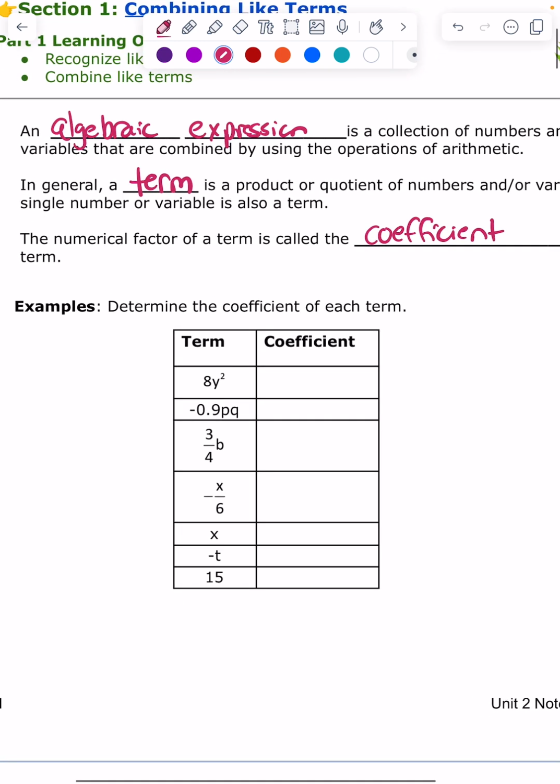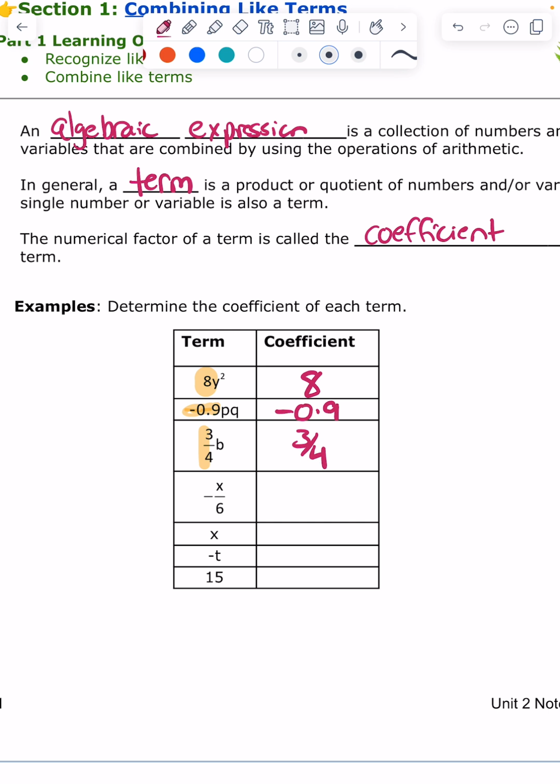And we have a table here, and we have some terms and we want to determine the coefficient. So I'm going to grab my highlighter here. So on 8y squared, the 8 is my coefficient. So I'm just going to write an 8 here. In negative 0.9pq, the number in front, remember that's our coefficient: negative 0.9.